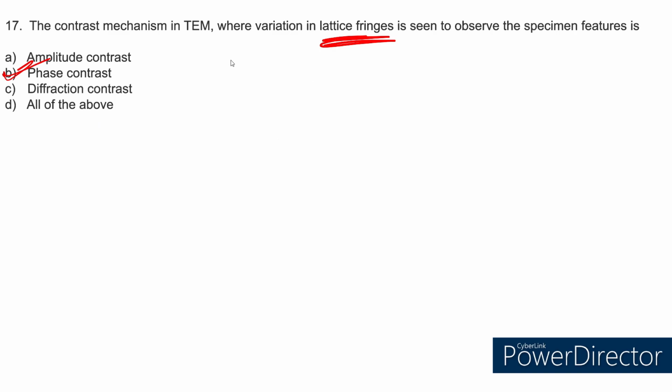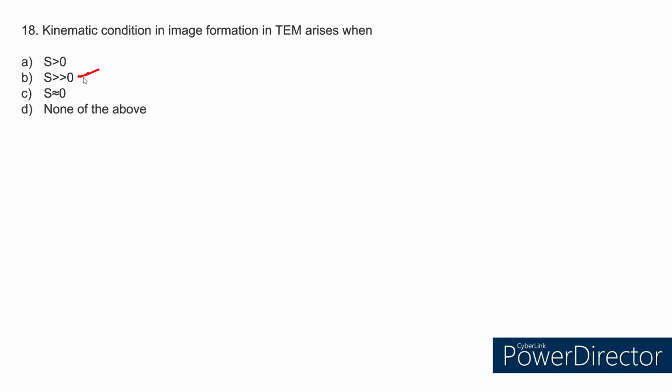So as we have already seen, for the contrast mechanism in TEM, for lattice fringes variation, phase contrast tells us good information about these lattice fringes. So phase contrast should be the answer for this. The kinematic condition in image formation in TEM arises when S is very much greater than 0.